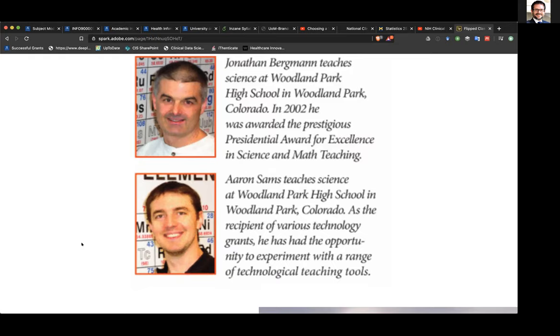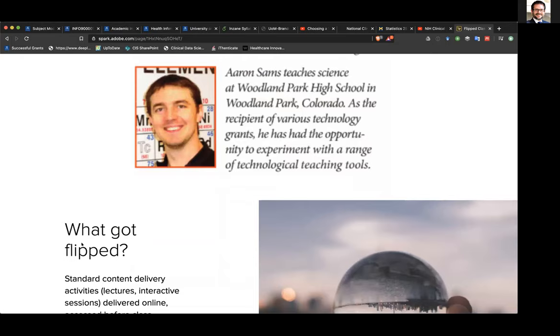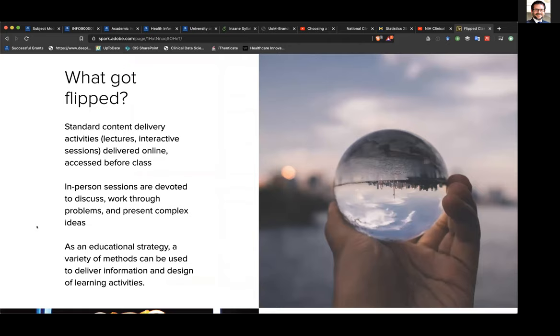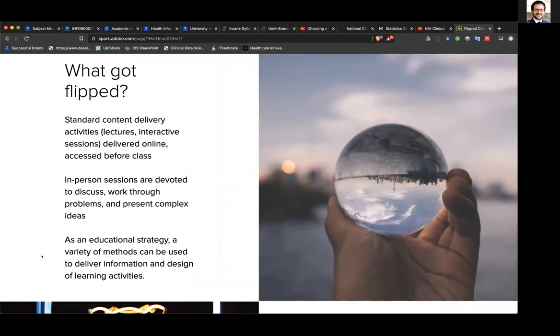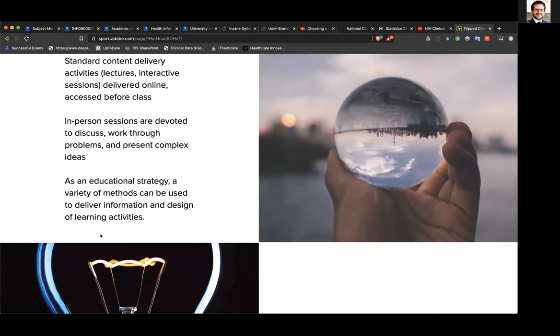So what got flipped? Standard content delivery activities like lectures and interactive sessions were delivered online and accessed before class. And in-person sessions were focused on complex ideas, working through problems, etc. And again, as an educational strategy, a variety of methods can be used to deliver information and design learning activities. So you can mix up with all these different learning theories and educational strategies.